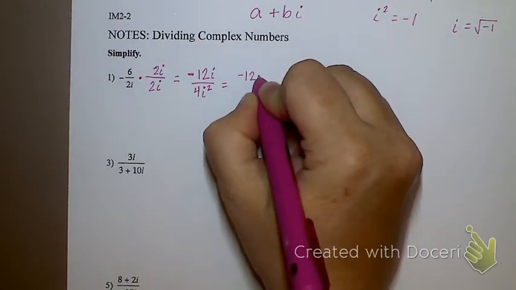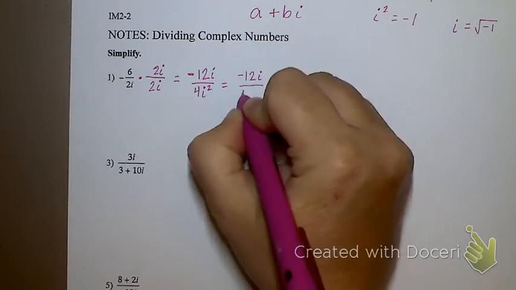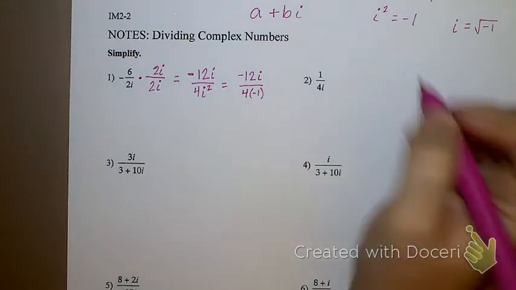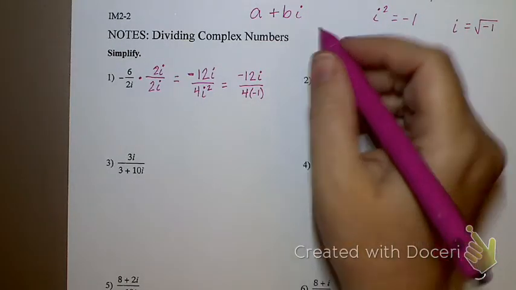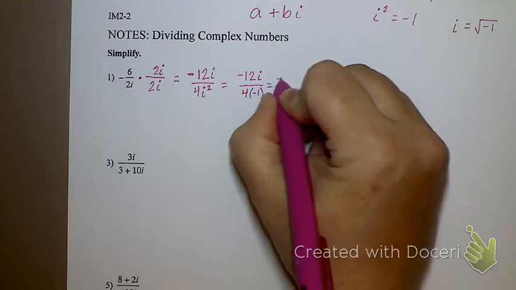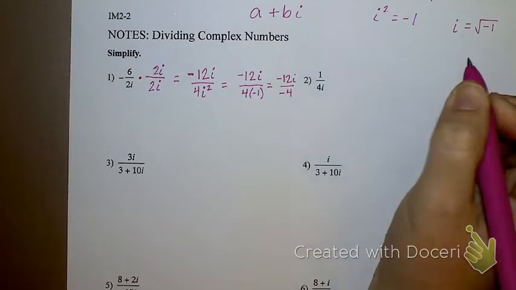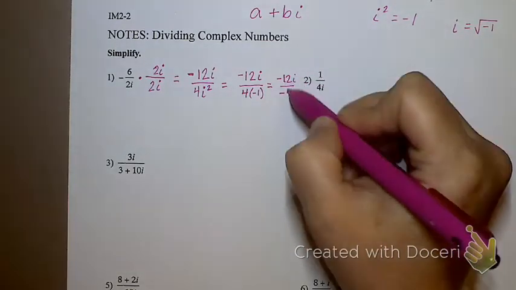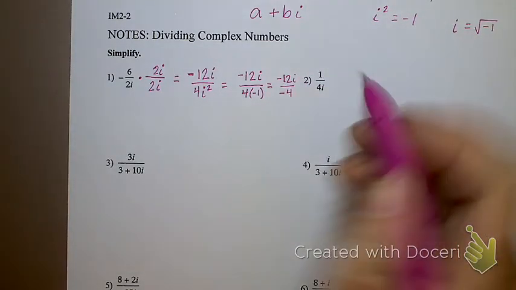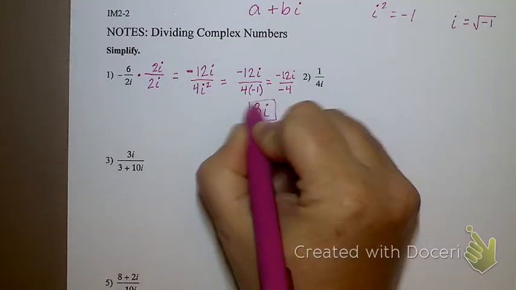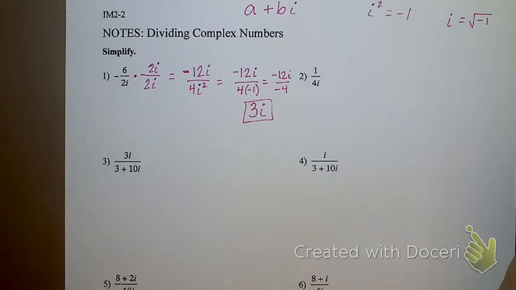So I have negative 12i over 4 times negative 1. So continuing on, I have negative 12i over negative 4. And what is negative 12 over negative 4? Positive 3 with the i. Interesting. So I can still have an i in my answer. It just can't be in a denominator.